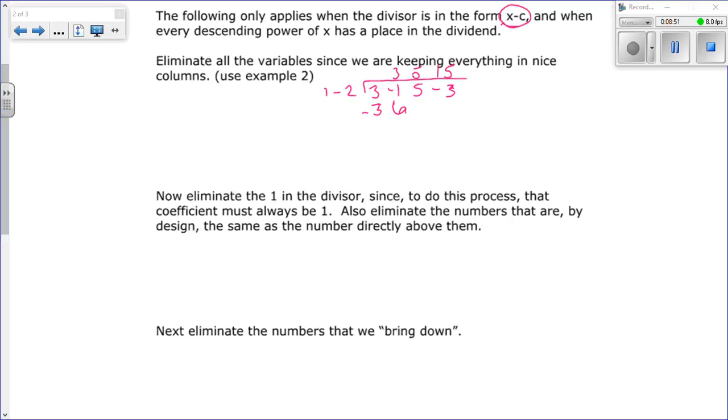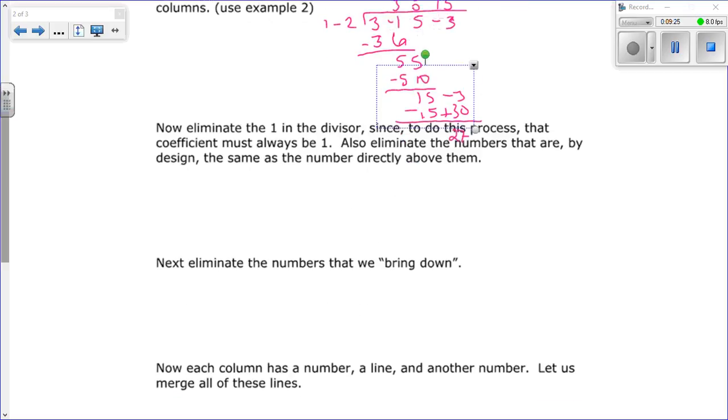6. And then I had a line. And then I had the 5, and I brought down my 5. And then I had a negative 5, and I had a 10. And then I had my line. And then I had a 15, and I brought down my negative 3. And then I had a negative 15, and I had a plus 30. And then I ended with a 27. All right, so I went a little bit over.